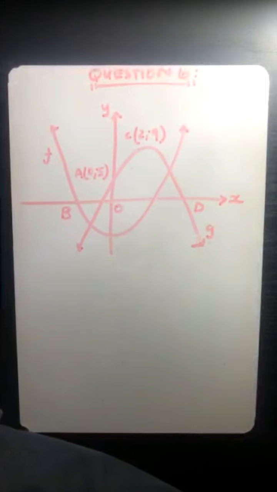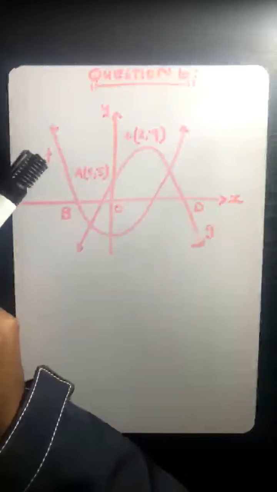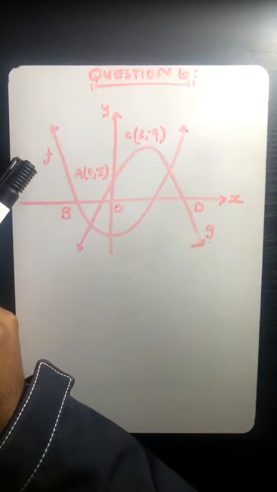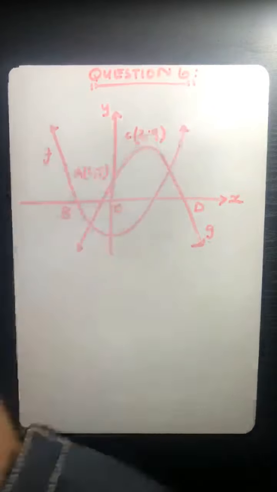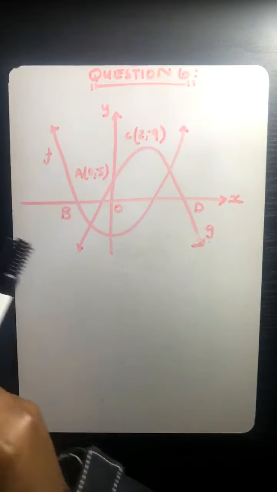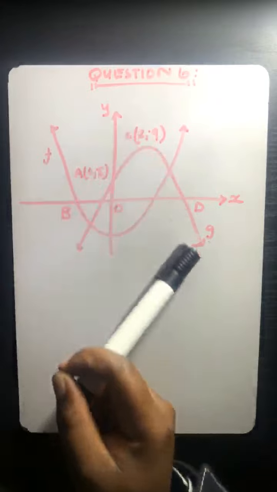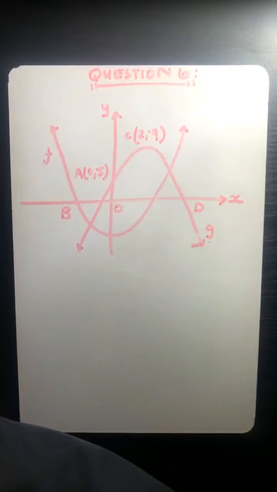F of x is equal to half x squared minus 8. Where is F? Oh, there's F. Can you see we've got a positive a value? That is why we are having a smiling shape, which means this one, G, has a negative a value because of that shape being a sad shape.